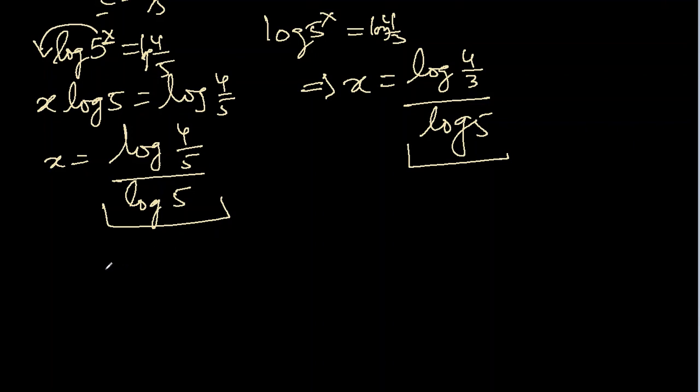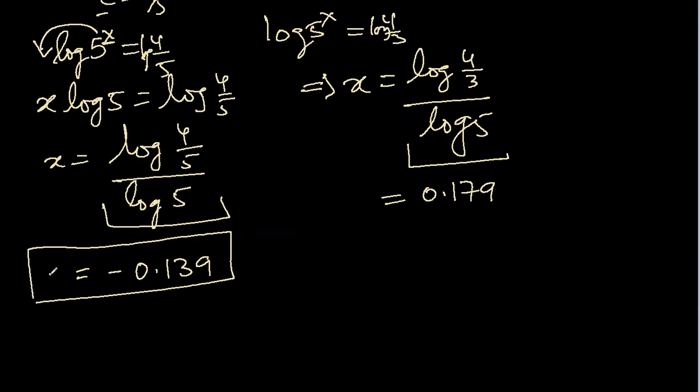So when I use my calculator for this one, I got minus 0.139, and for this I got 0.179, and in exponents negative is acceptable. So both of them will be the solution. Let's move on to the next question, which is this.